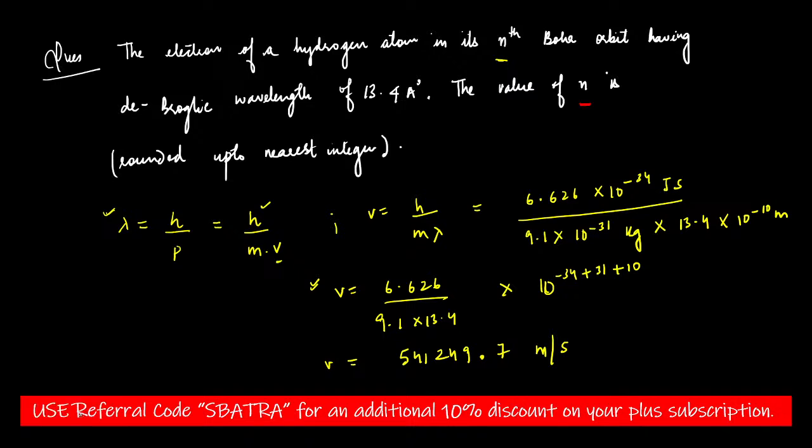Now we know one expression of velocity which relates to the nth value. Velocity is 2.18 into 10 to the power 6 times z by n. This is your expression. We got this velocity value, so we can equate it with this expression and find out the value of n. It's a hydrogen atom, so z equals 1. Now we have to calculate the n value. What is the n value after equating this expression with this value? What value of n are you getting?